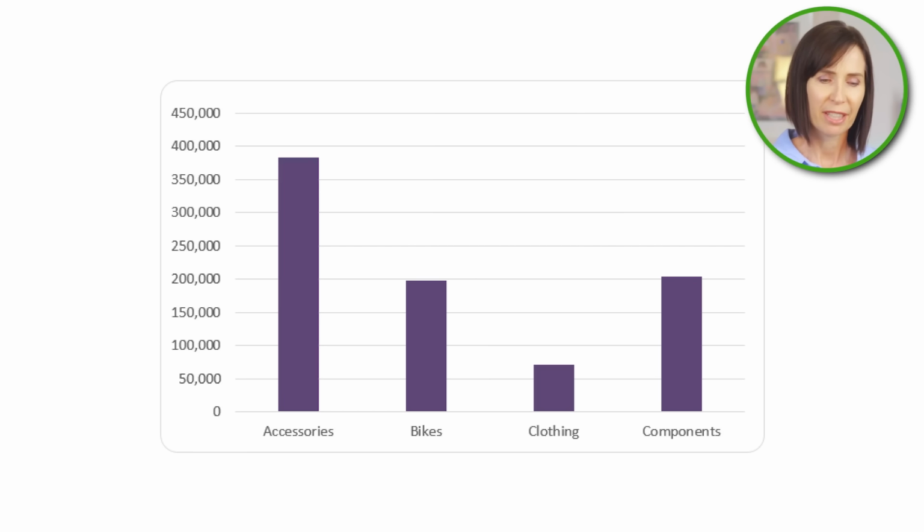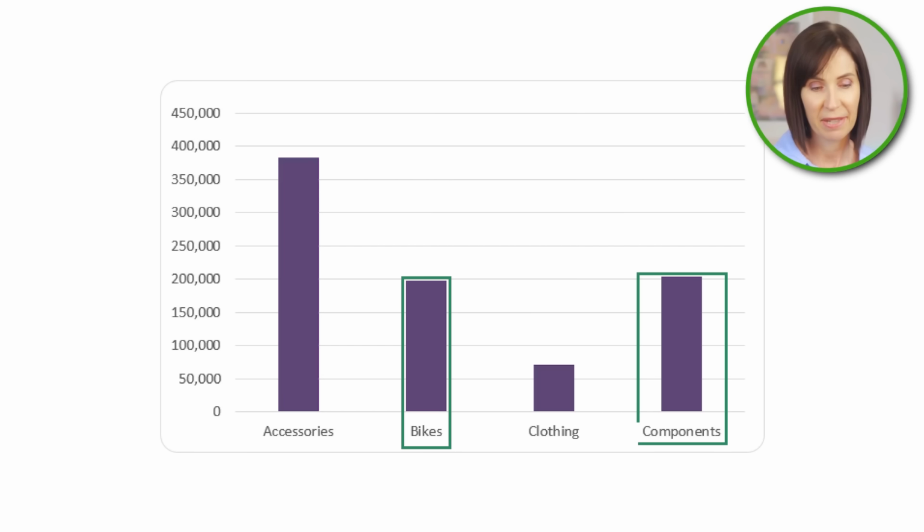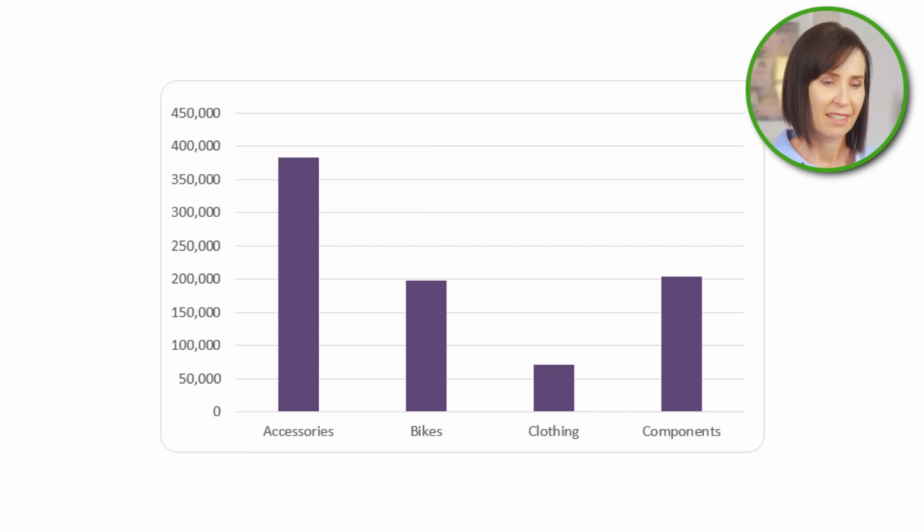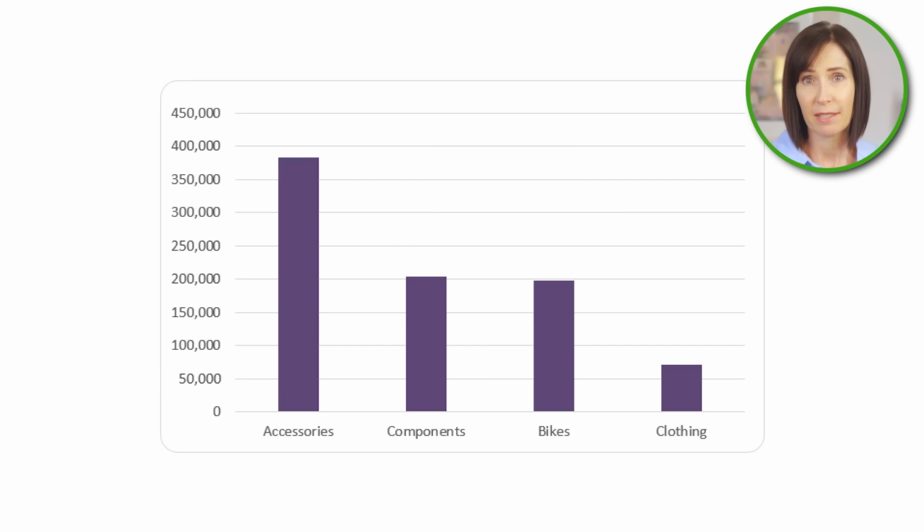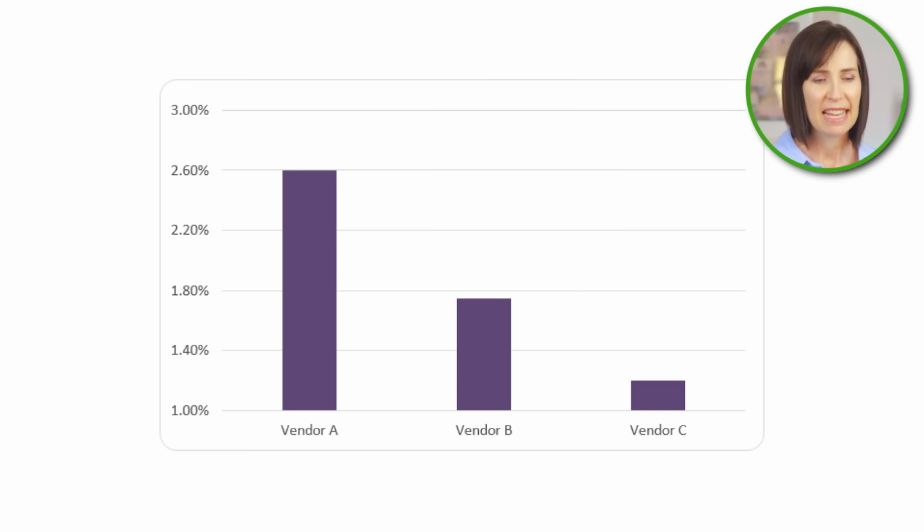For example, if we go back to the first chart, it's difficult to know whether bikes or components are bigger with a quick glance, whereas when they're sorted, it's immediate. The next mistake people make is not starting the vertical axis at 0.